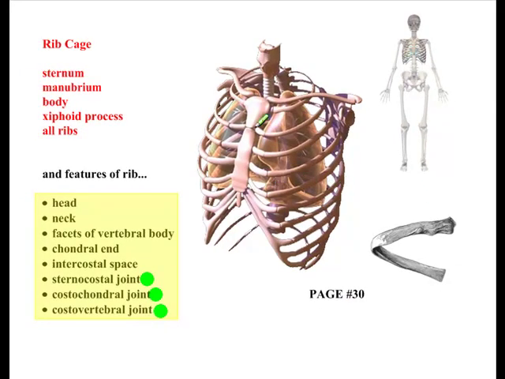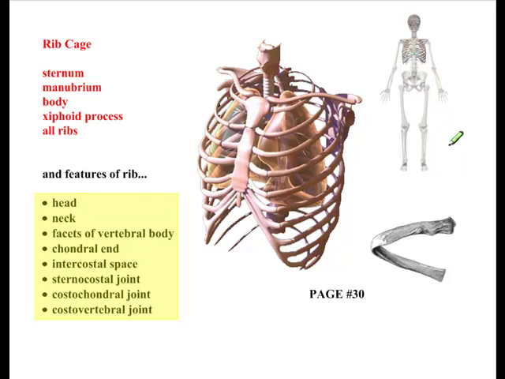The sternocostal joint is any joint between the costal cartilage and the sternum itself. And you see a number of these joints right here on the front view of the diagram. The costochondral joint is a joint between the rib itself and the chondral cartilage. And you see examples of those. And the final joint is the costovertebral joint, which you cannot see very clearly on this picture, but any joint between the ribs and the vertebrae along the back of the spinal column, those are referred to as costovertebral joints.